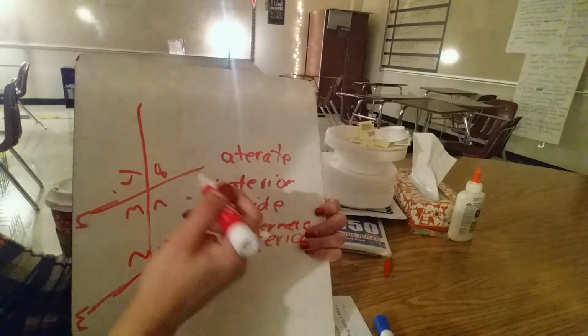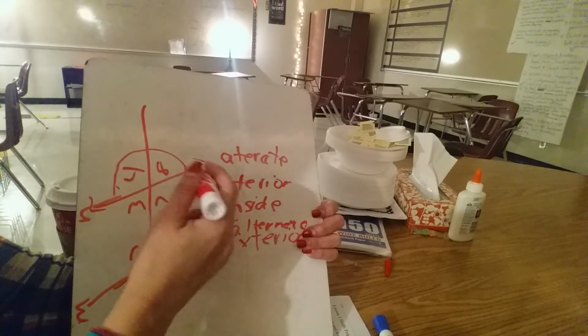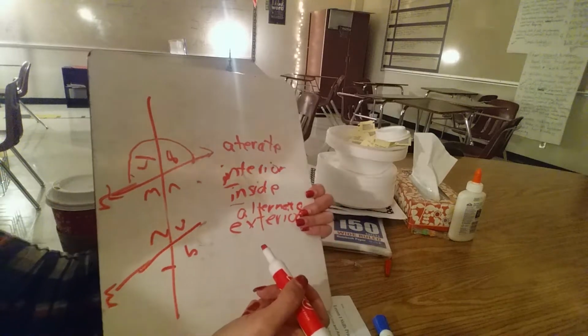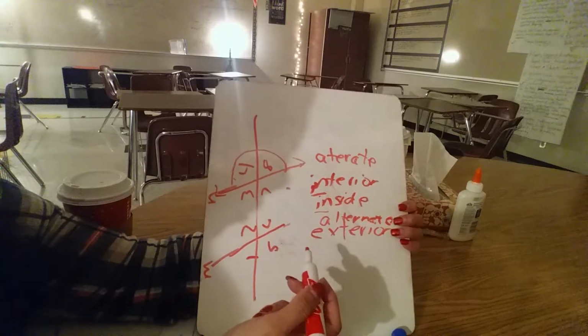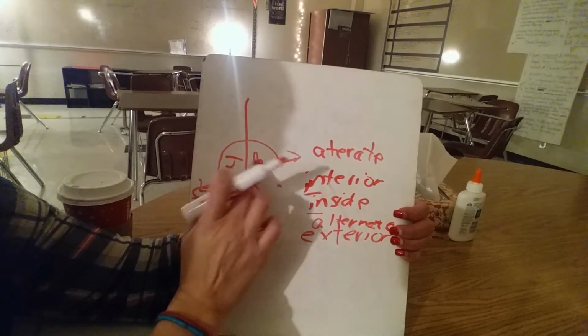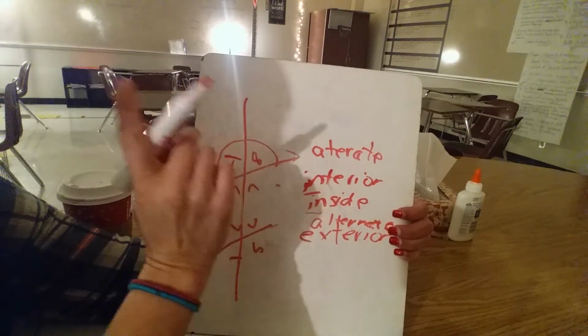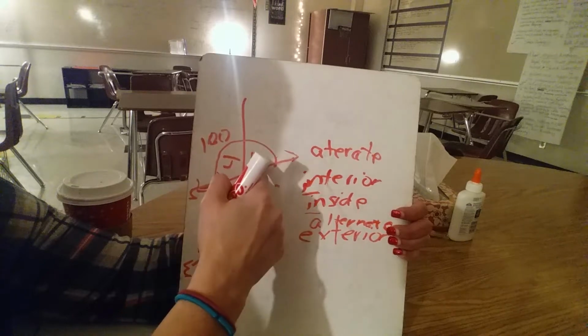Now I'm going to tell you another secret. So we know that these are going to add up to 180, right? If it tells me that this is 100, we know that this is 80, right? So all I have to do is tell us one measurement, then we would know that this is 80.